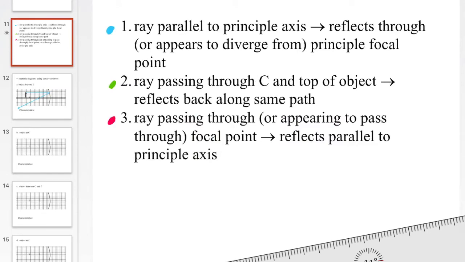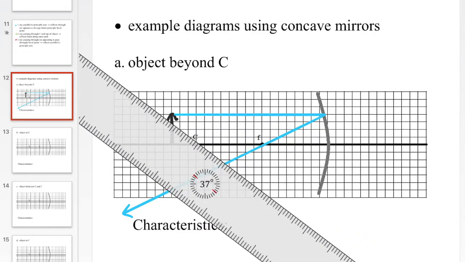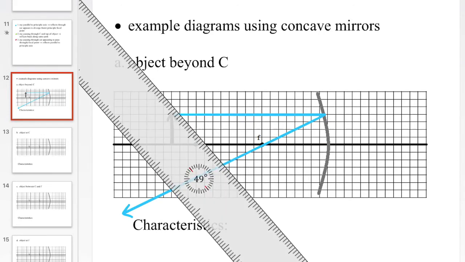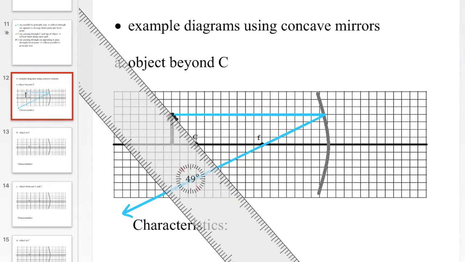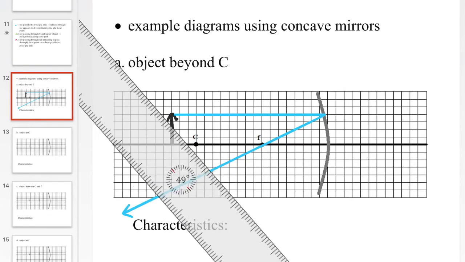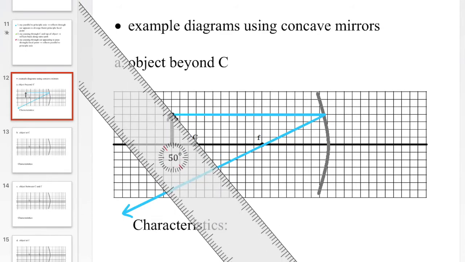Okay, next we have the one that goes through C and the top of the object and then it reflects back along the same path. Okay, so here's the top of the object and then it's going to go through C. So this is actually a pretty big angle here. Now, of course, the mirror doesn't go kind of down this far, does it?